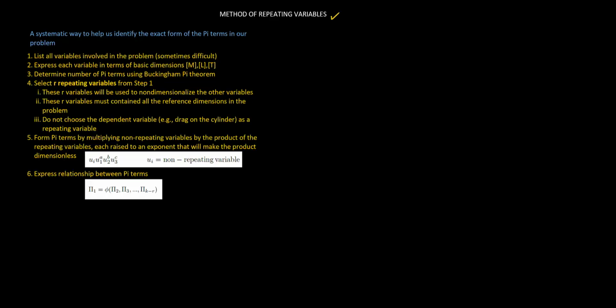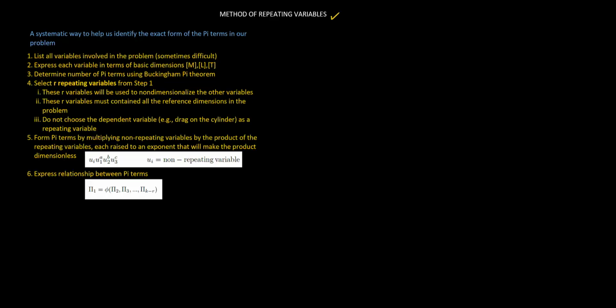So in our example of the flow over a cylinder, we said that the drag force is dependent on the density, the viscosity, the diameter, and the velocity. Now, many times this can be relatively intuitive, but sometimes it requires some expert knowledge. Once we've listed all the variables involved, we need to express each variable in terms of the basic dimensions, which were introduced in the last video. So these basic or reference dimensions, or primary dimensions, there are several names for these, are mass, length, and time.